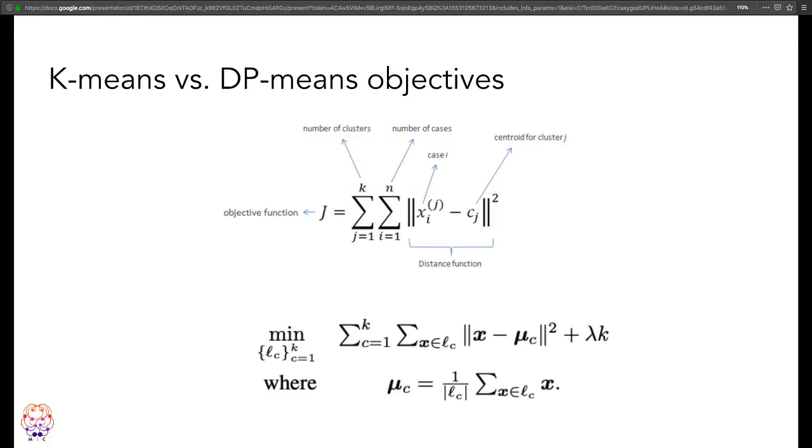To make this comparison a little more obvious, I put the objective functions for k-means and DP-means up here. The goal of k-means at the top is just to minimize the squared distance of all the data points to their clusters. In DP-means, we have that same objective function plus this cluster penalty. The cluster penalty is lambda times k, where k is the number of clusters. So it seems like a very simple addition to k-means.